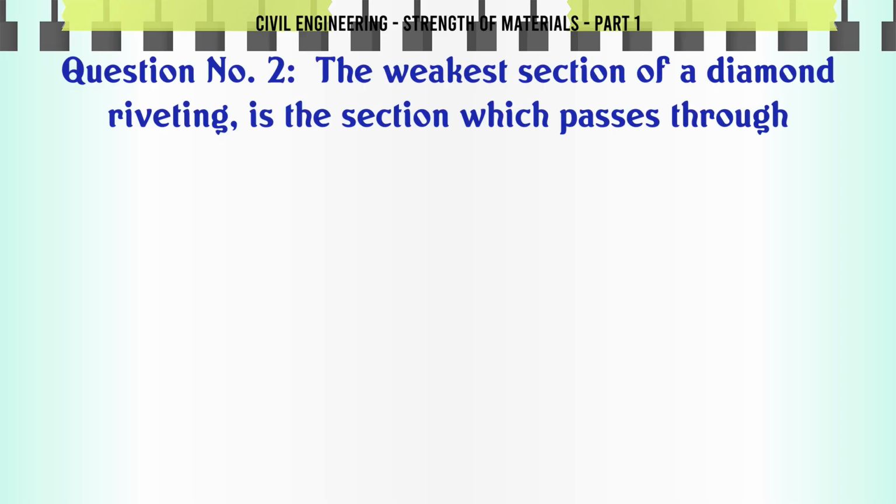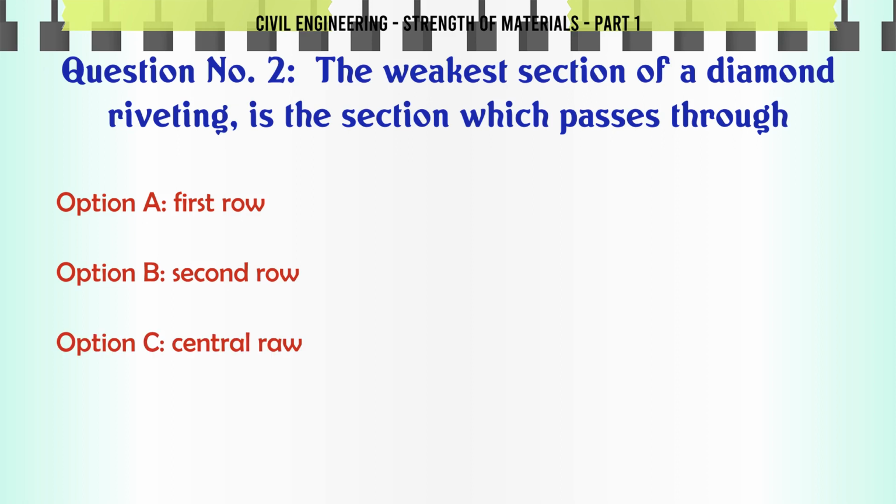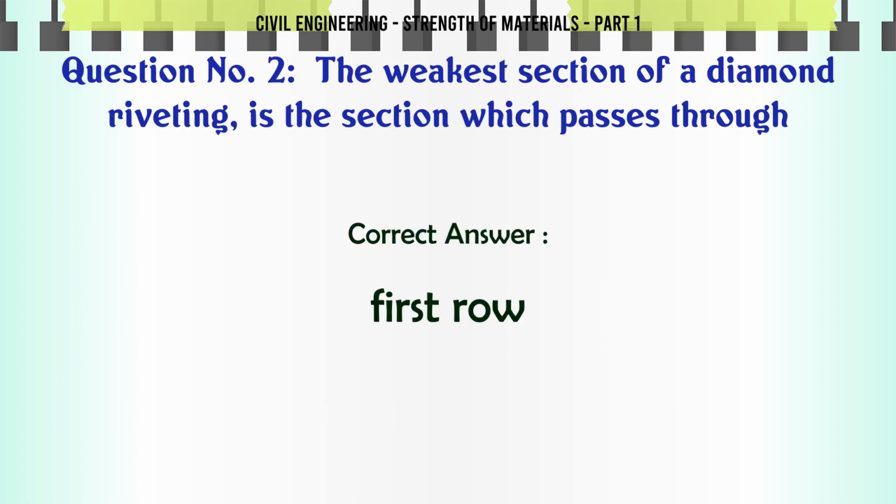The weakest section of a diamond riveting is the section which passes through: (a) first row, (b) second row, (c) central row, (d) one rivet hole of end row. The correct answer is first row.